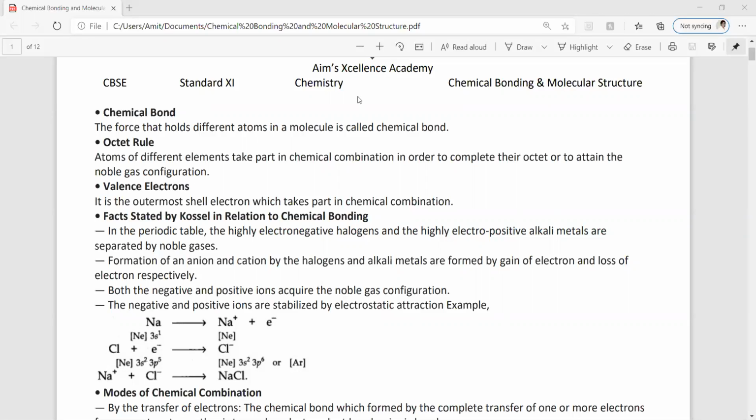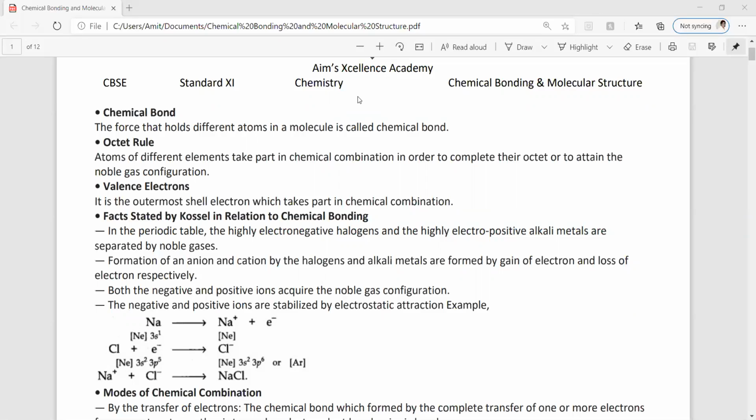The force that holds different atoms in a molecule is called chemical bond. So basically, what's a chemical bond? It's the force that holds different atoms in a molecule together. You all know that the atom is the smallest singular part of an element that we are aware of. More than one atom come together to form a molecule. So how do they come together? They come together because of a particular force that's called chemical bond.